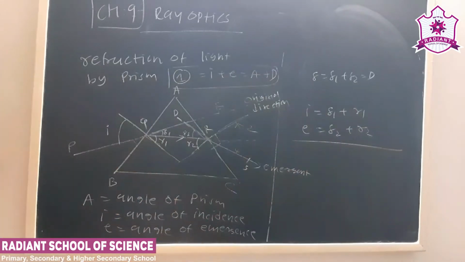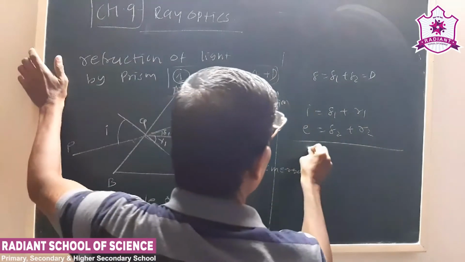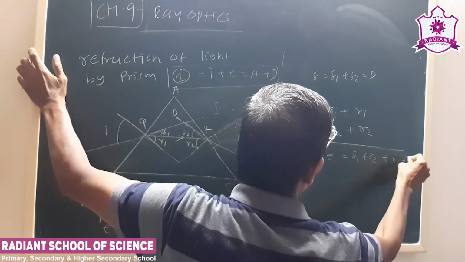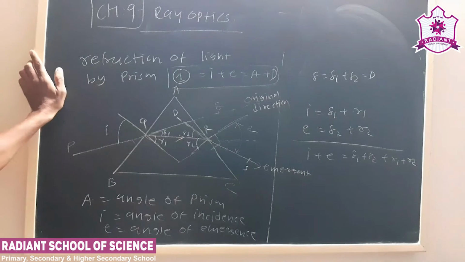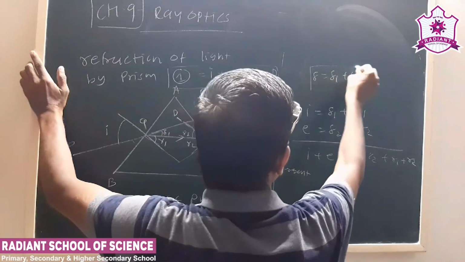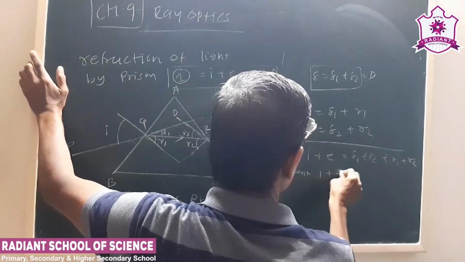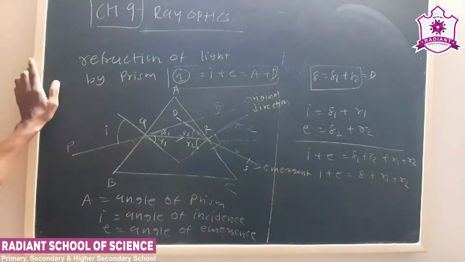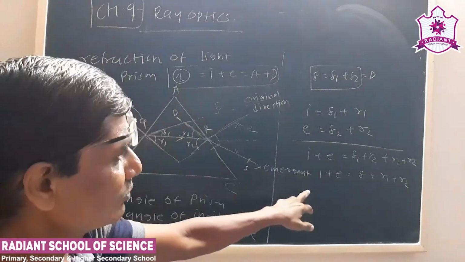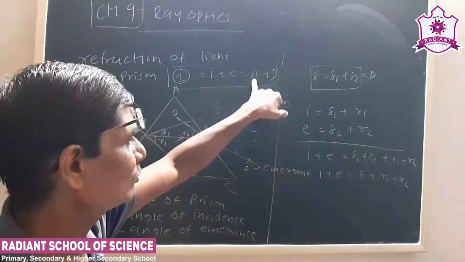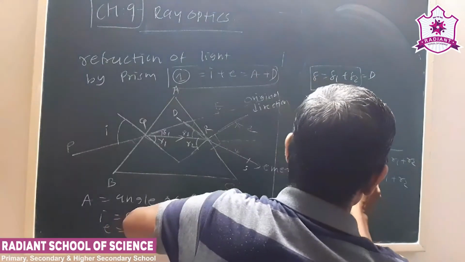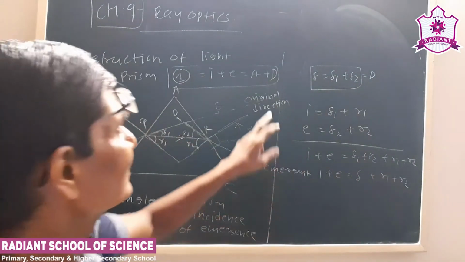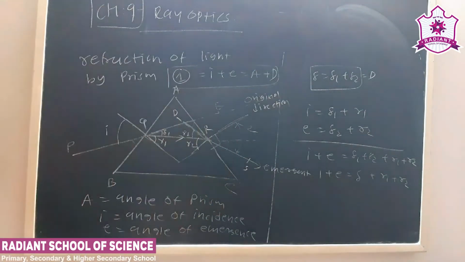Now if I take the summation of these two, I plus E is equal to delta 1 plus delta 2 plus R1 plus R2. Now this delta 1 plus delta 2 is delta, that we have proved. Now see what is remaining. Only one thing is remaining: we have to prove R1 plus R2 is A.